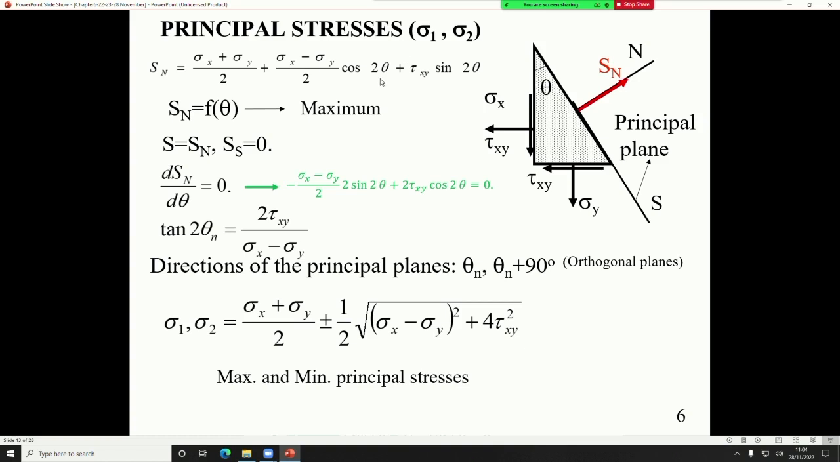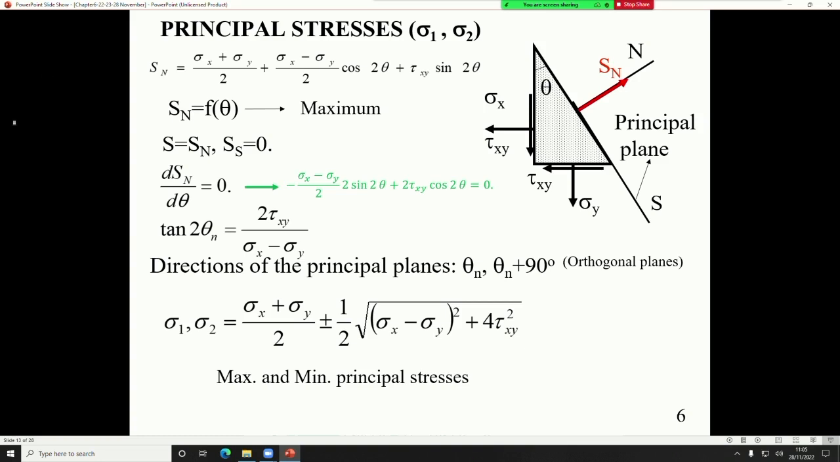Theta is the angle that the normal to the plane you're interested in makes with the x direction, anticlockwise. Using those two equations, you can find numerous values for the normal stress and shear stress acting on a plane whose normal makes an angle of theta with the x-axis. But there must be a plane passing through that point which is only subject to normal stress, and the value of the normal stress is maximum. That plane is called a principal plane, the stress is called principal stress, and the direction is called principal direction.